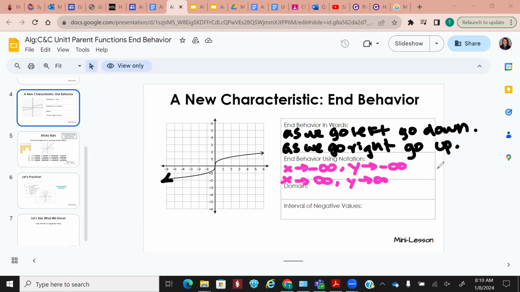Now, what is our domain for this one? What are our x values? Negative infinity to positive infinity. When you do domain, remember you have a start and a stop, or you have a left and a right, however you want to think about it. So that's going to be from negative infinity to positive infinity. What about negative values? Is there anything that's below the x-axis? Where?